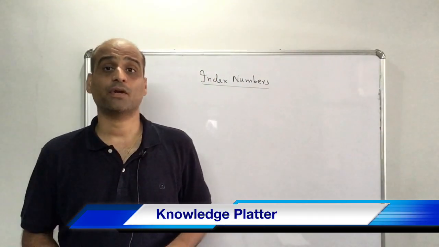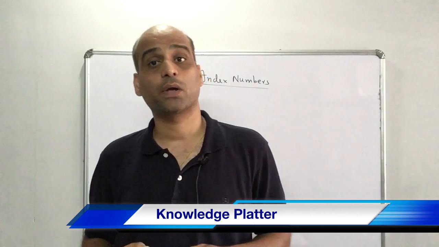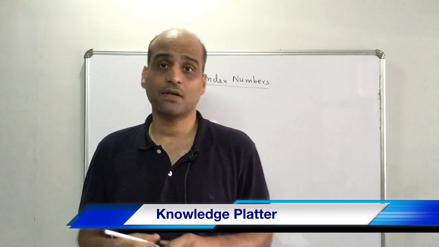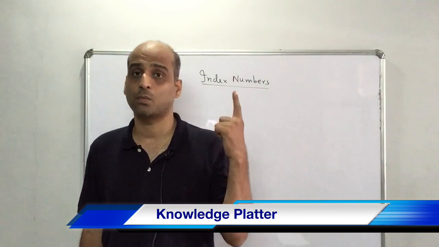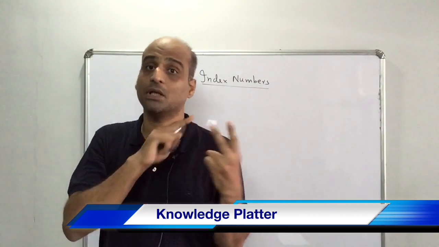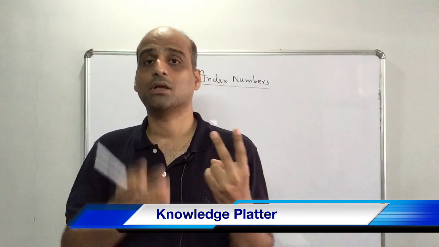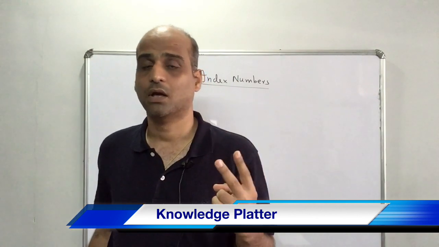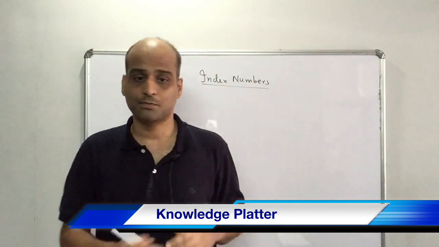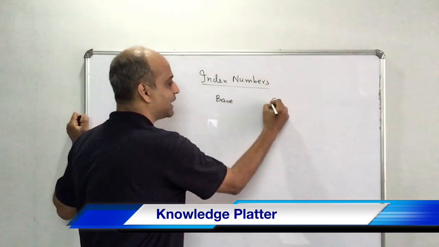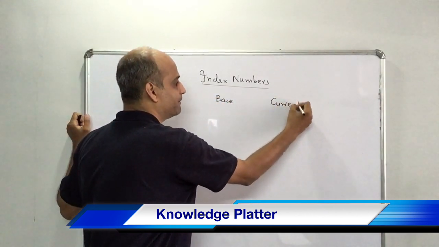Okay, we now study the various notations which we are going to use in the construction of index numbers. Now as we have defined, there would be two periods. One would be the base period, that is the reference period, and second would be the current period, right? The comparison of whose would be done with the base period. So you have base and you have current.